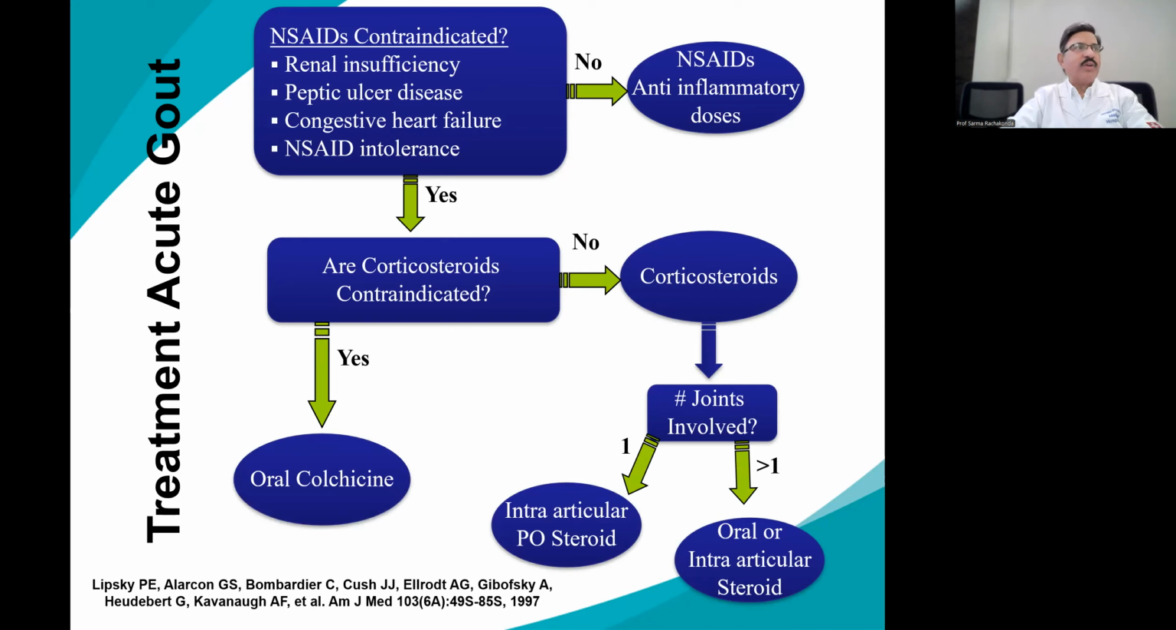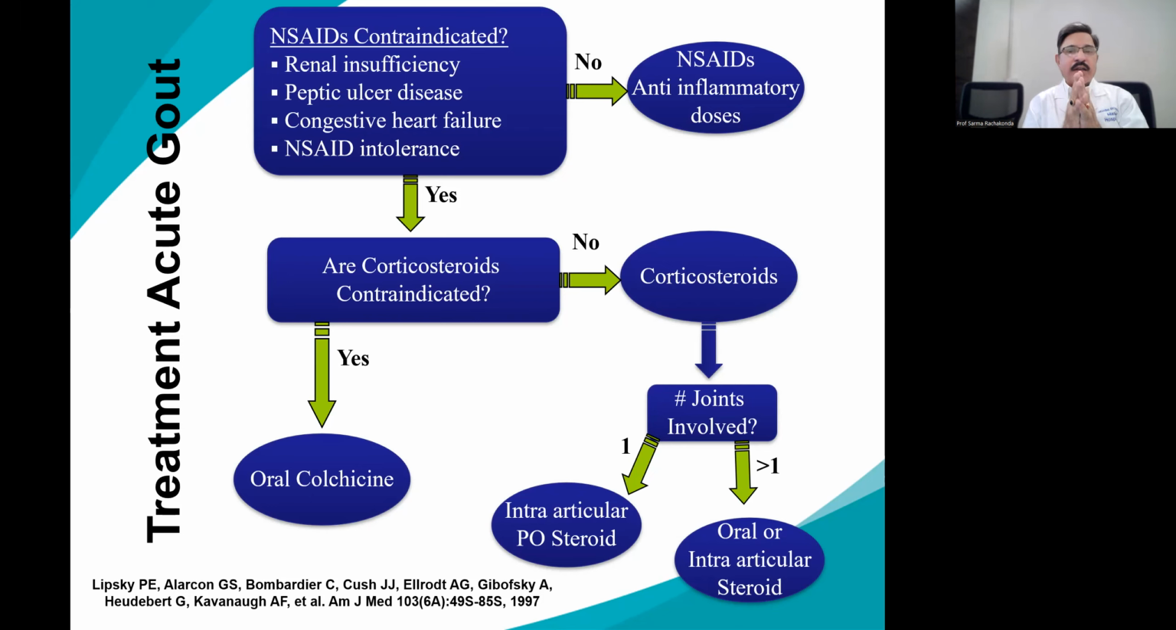Not straight away putting colchicine. First assess whether NSAID is compatible or not. If NSAID can be given, that's the best choice. If NSAIDs are not tolerated for any of those reasons, then think of corticosteroids. What are the contraindications for steroids? Pregnancy, uncontrolled diabetes, immunosuppressive state, already having chronic renal disease, chronic hepatic illness, already being edematous, and osteoporosis. These are various contraindications for corticosteroids.